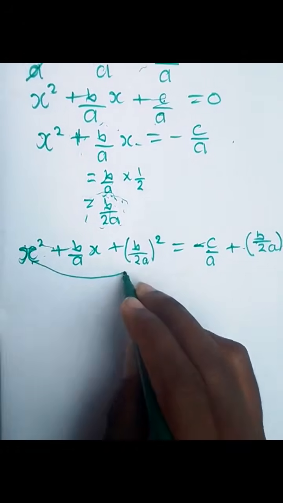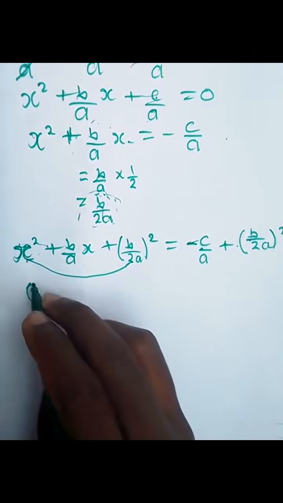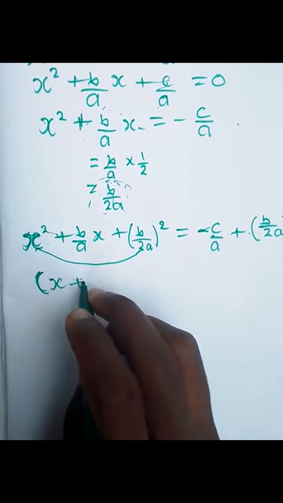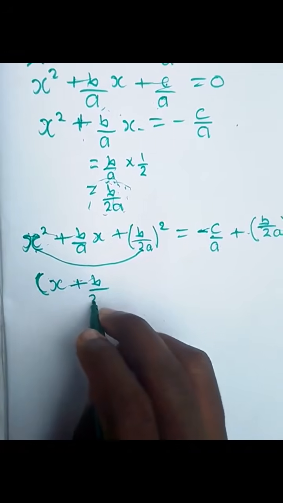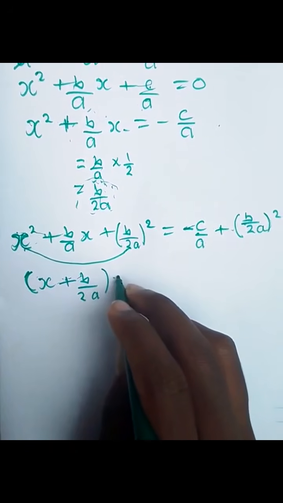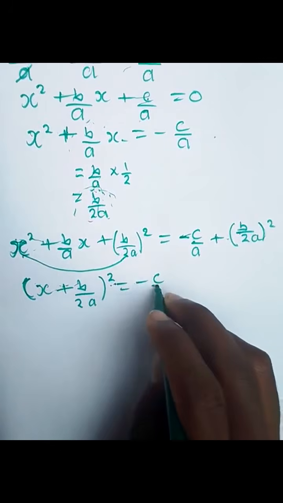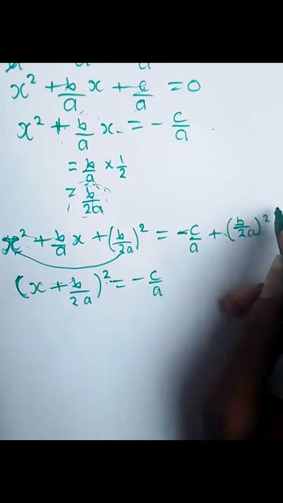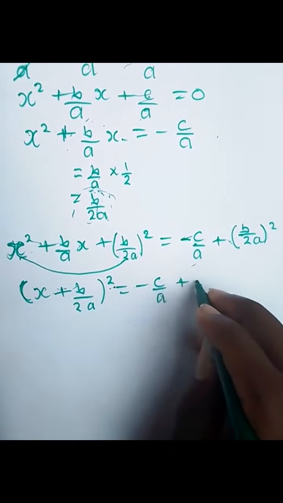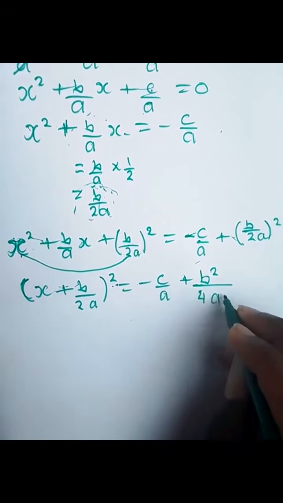So since this and this are both raised to the power of 2, we can put them together in the parentheses. So I have x plus b over 2a, and then don't forget power 2 is equal to negative c over a plus this. So this one, let me try to simplify it. If we raise it to the power of 2, what are we going to get? We are going to get b power 2 over 4a power 2.